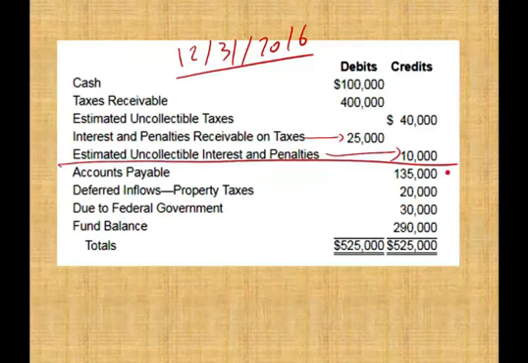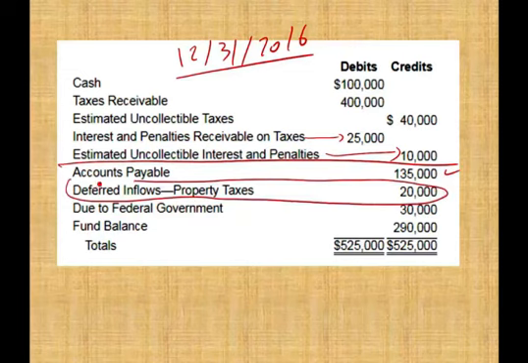Then they have accounts payable. Then they have deferred inflow of property tax. And again, what is this account? This account is important because it's not used in private accounting. Therefore, many students ask, what is deferred inflow of property taxes? Remember, they have taxes receivable of 400,000. They expect to receive it, of which 200 will be reported.